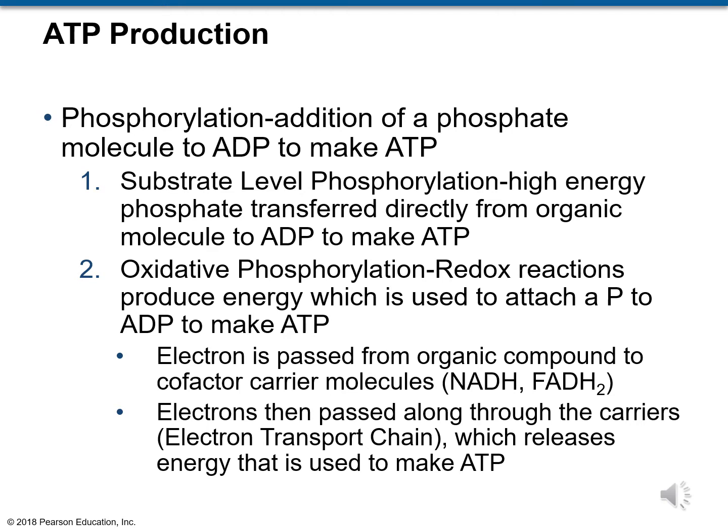And these are NADH and FADH2 when they are holding the electron, NAD and FAD when they don't have the electron. The electrons are then passed through these carriers in what's called the electron transport chain, and that will ultimately release the energy that is needed to make the ATP.